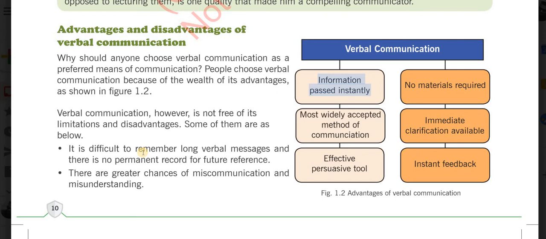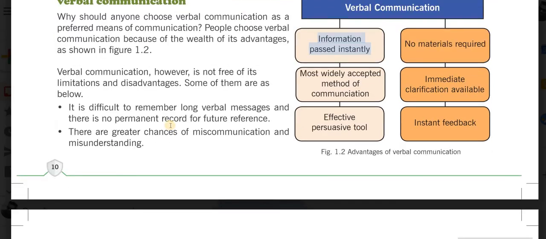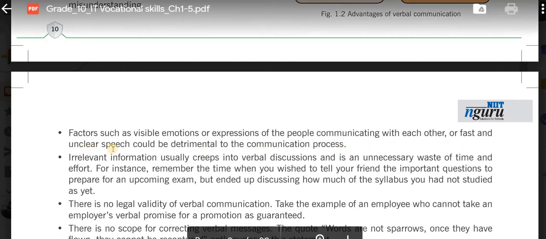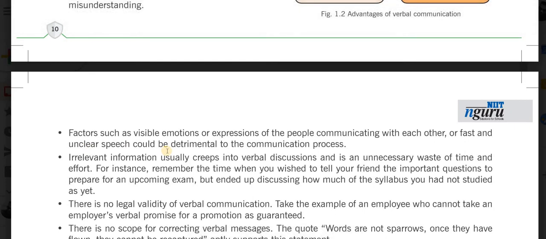The next one is that there are greater chances of miscommunication and misunderstanding. That happens with us. Sometimes we communicate with people, but somehow it becomes a miscommunication and misunderstanding between individuals, right? The next point is that factors such as visible emotions or expressions of the people communicating with each other, or fast and unclear speech, could be detrimental to the communication.